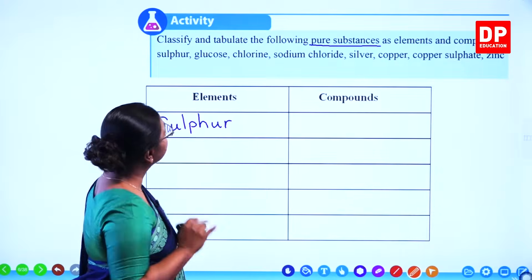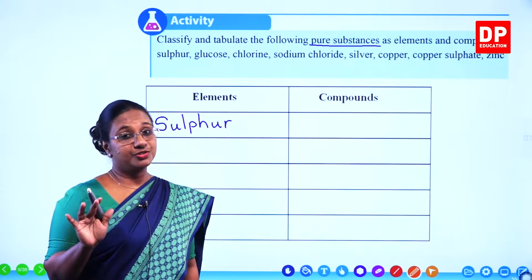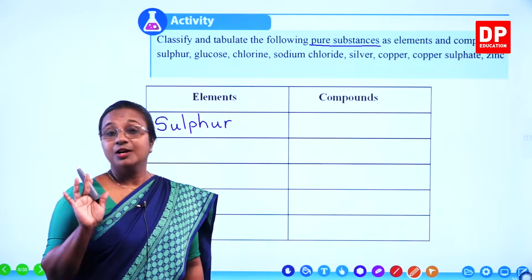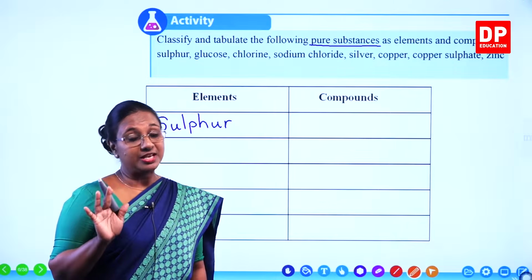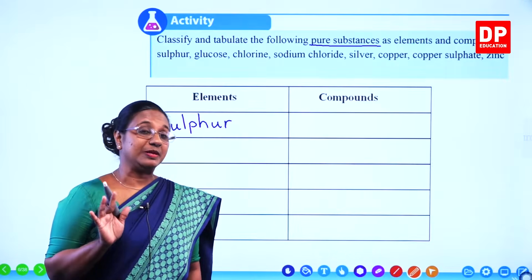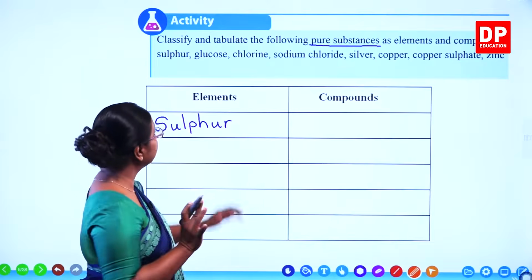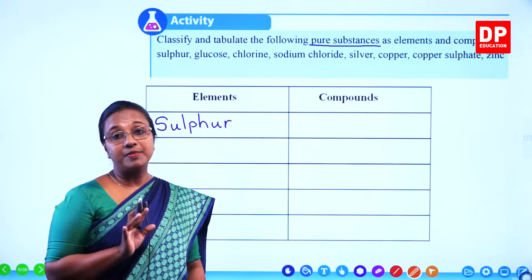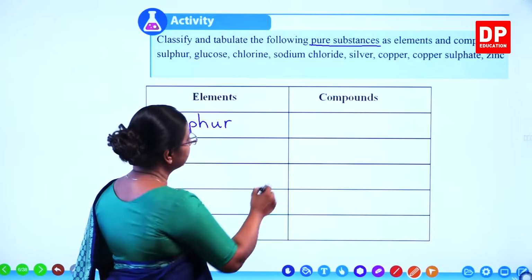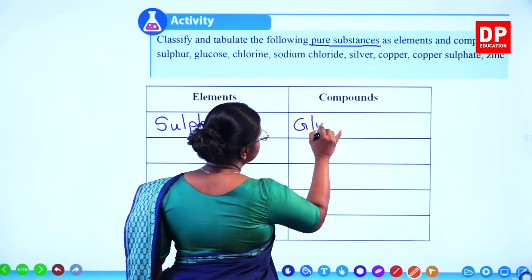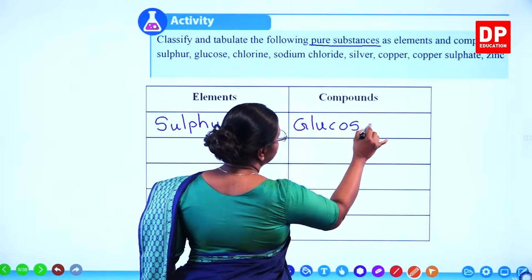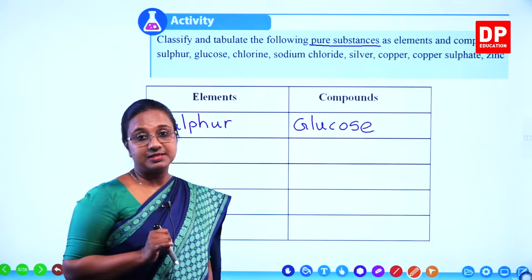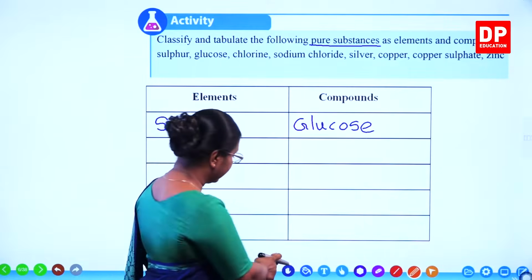Then, the second one, glucose. So, here is the tricky part. Glucose, you know glucose and you know that it is a compound. So, because of that you know. But that again, you can't decide from the name. Glucose is a compound because this is made up of different elements. Now, we will be discussing that in a while.